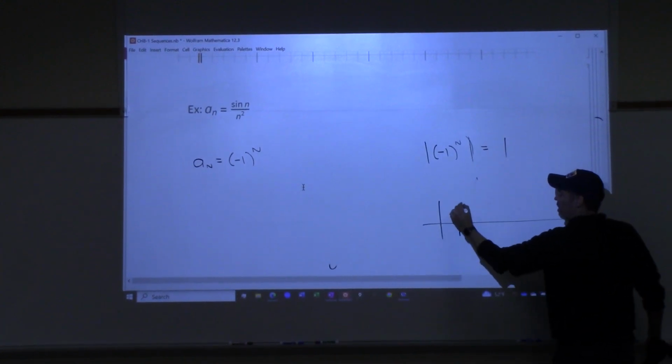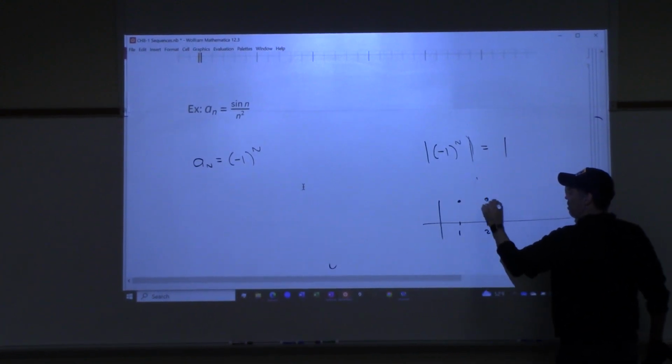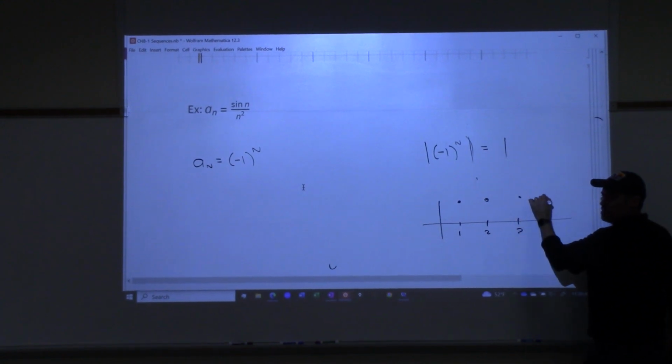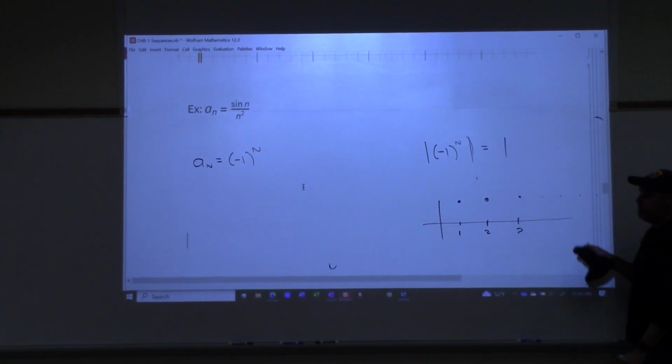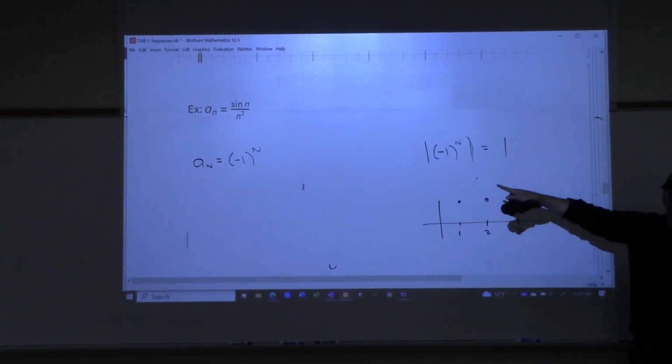You plug in 1, you get 1. You plug in 2, you get 2. Plug in 3, you get 3, right? It's just this. Is that converging? Yes. What does it converge to? 1. Okay, does that mean the original converges to 1? No. The theorem says this has to go to 0, and then that goes to 0.